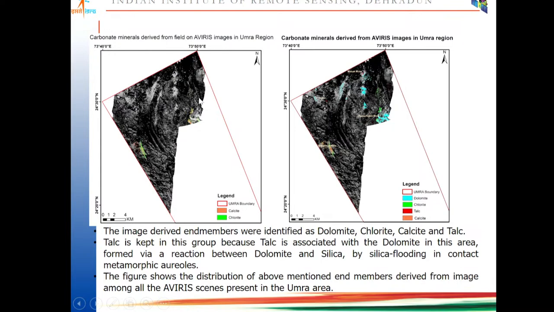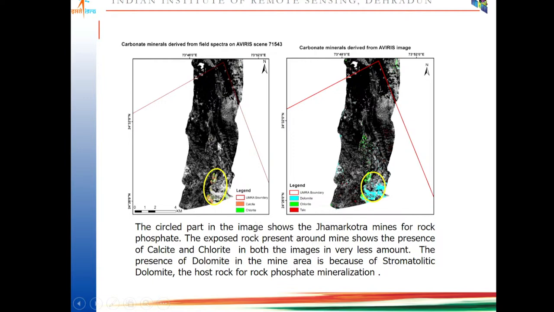Let me show you the zoomed version. Okay, it is here. Now you can see over here, this is one of the very famous mines, Jhamarkotra, in the area. The host rock is stromatolitic limestone in this area. When I did the classification, it highlighted the dolomite, and there are chlorites also present, and in some parts very few pixels of calcite. Dolomites are dominantly present in the open cast area.